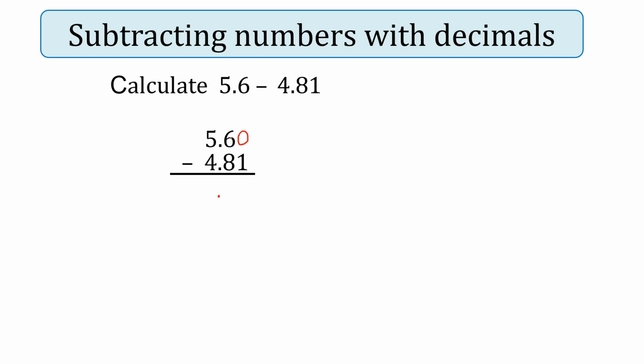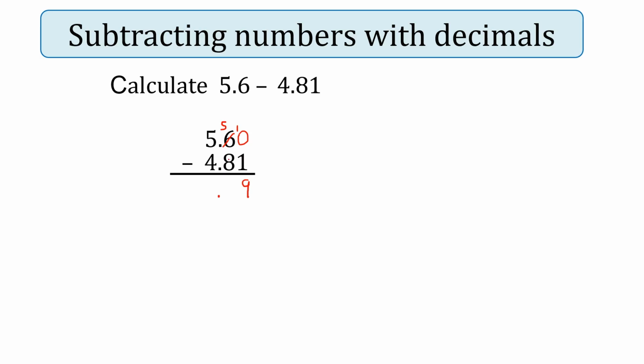So notice from this 6 here, I'm going to borrow a 1 from this 6 and turn this into a 5. But if I borrow 1 from this 6 and turn it into a 5, that's actually considered a 10. So this is now a 10. So it'd be 10 minus 1, which makes 9.